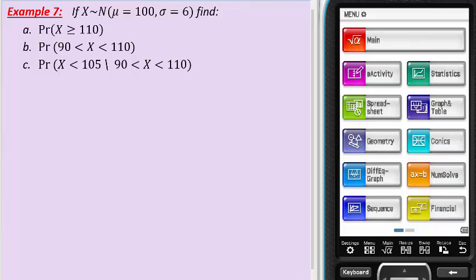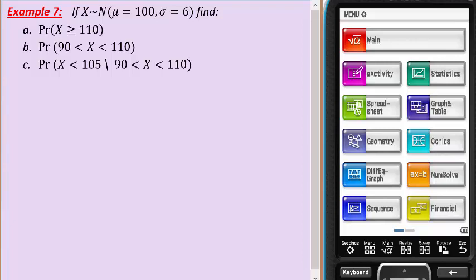We've got a question here that's asking us to find certain distributions. Now keep in mind when we have something written like this, it means that x is in the normal distribution, its mean is 100, its standard deviation is 6. We're going to use the calculator to find this.